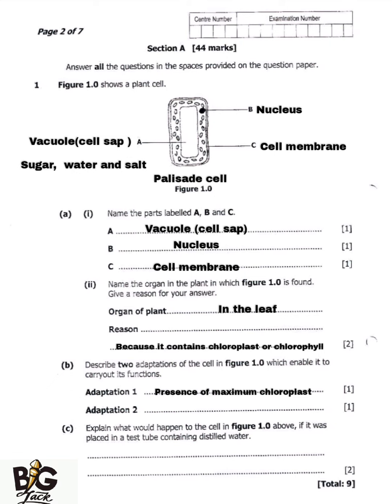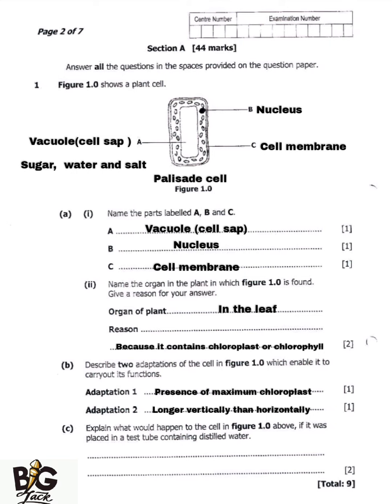So in the palisade cell, that is where the process of photosynthesis occurs, or the site where photosynthesis occurs. Then as for adaptation number 2, I'm going to say this palisade cell is longer vertically than horizontally. That enables the chloroplast or the chlorophyll to migrate to where there is high light intensity. This enables the chloroplast or chlorophyll to migrate to high light intensity.